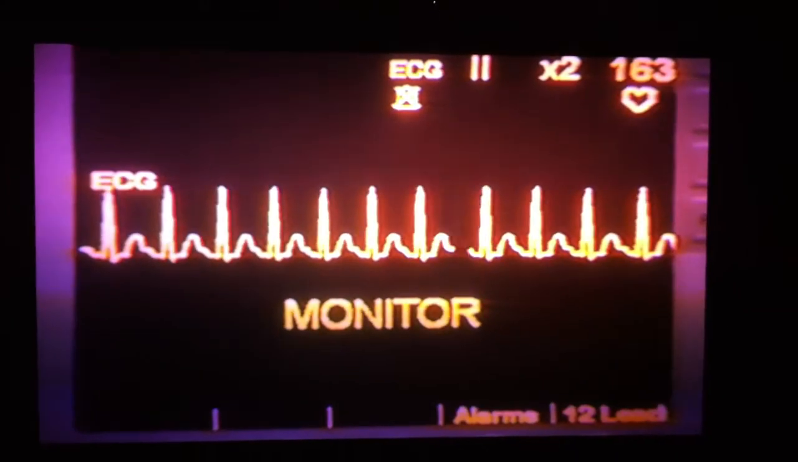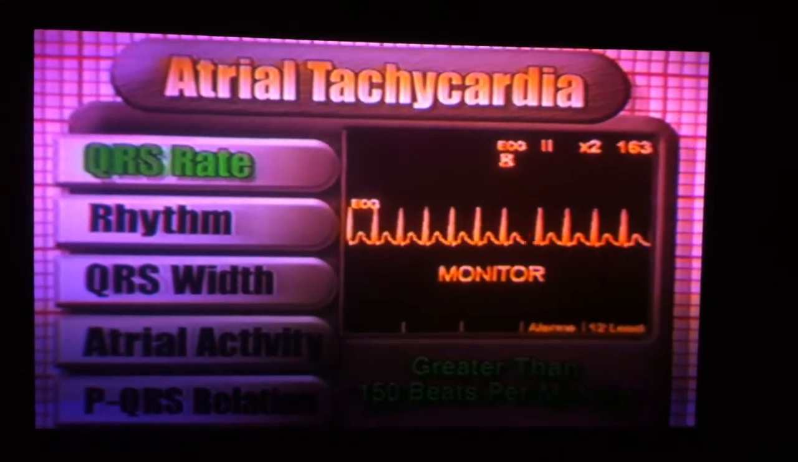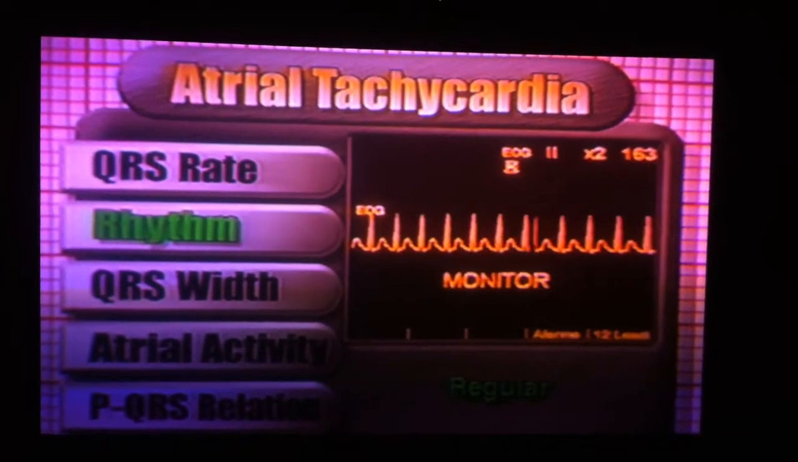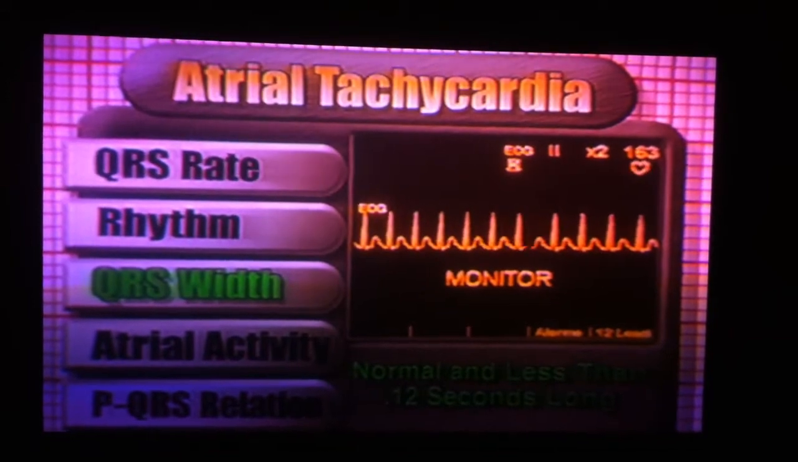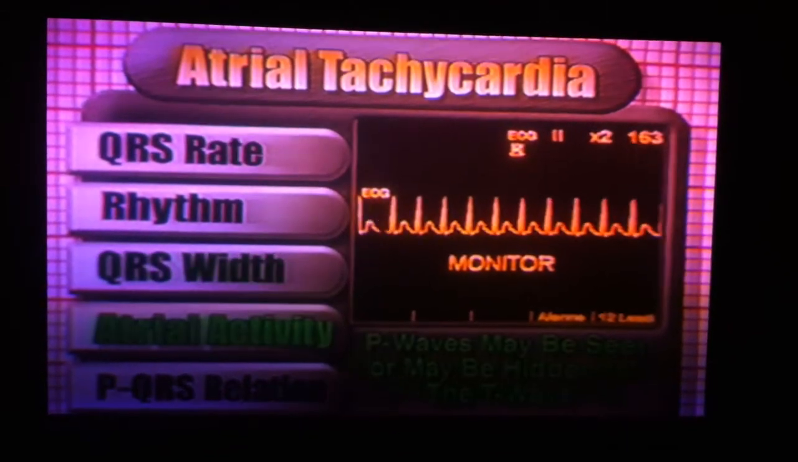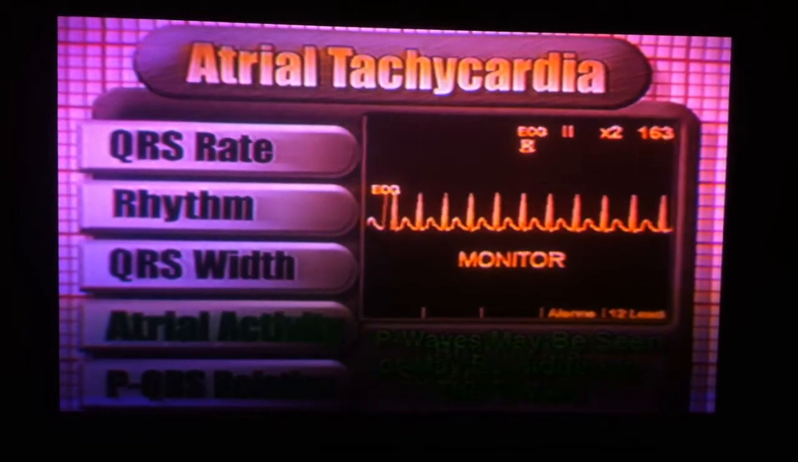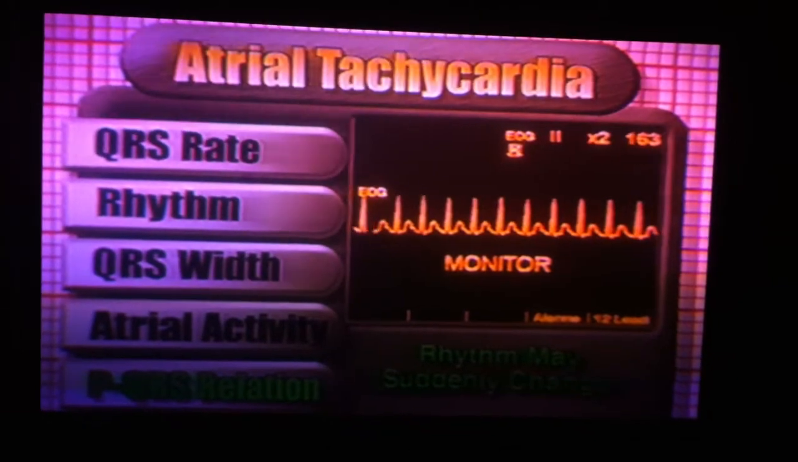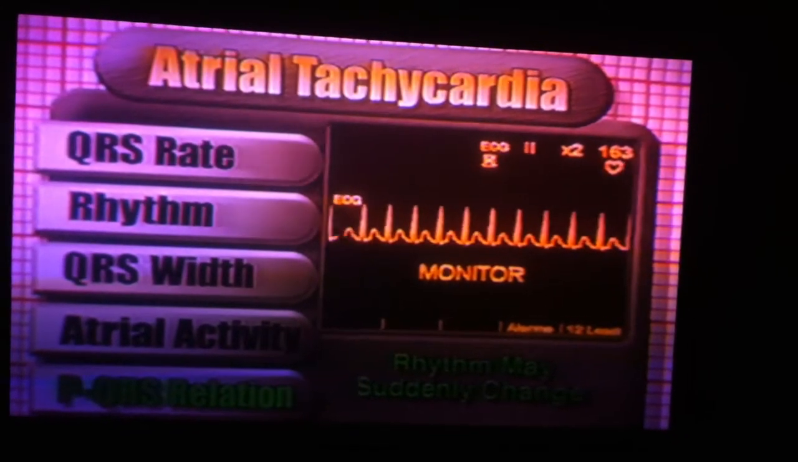Let's apply the 5-step method to atrial tachycardia. The ventricular rate is greater than 150 beats per minute. The rhythm is regular, and the QRS complexes are typically normal and less than 0.12 seconds long. P waves may be seen or may be hidden in the T wave. Sometimes you may observe the rhythm suddenly change from a slower rhythm to an atrial tachycardia. This is called paroxysmal atrial tachycardia.